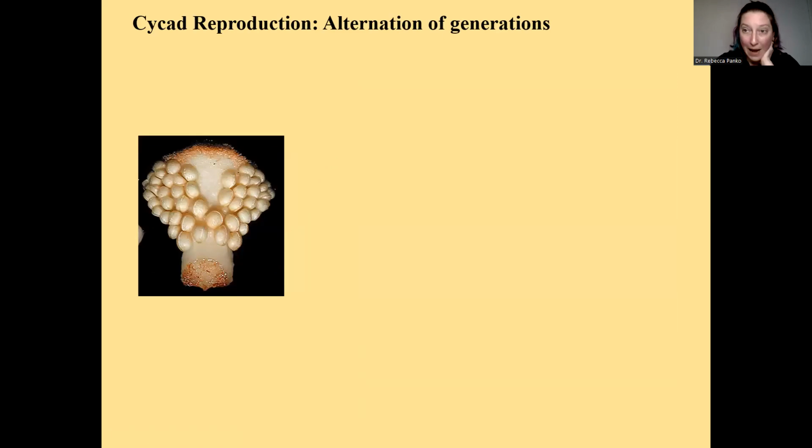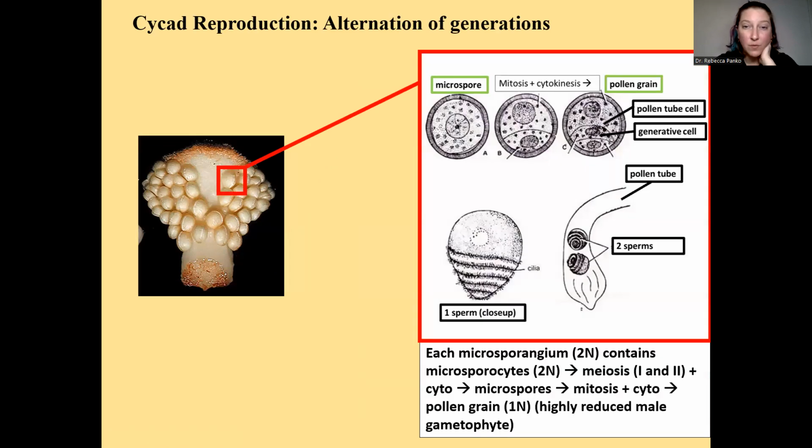What's going on inside of the microsporangia, aka pollen sac? Well, we just learned it, right? Gotta take a step back. It's the same as before. So in each microsporangium, which is the fish egg looking thing, there are microspore mother cells or microsporocytes that are 2N. Those are going to undergo meiosis and cytokinesis to make microspores. Here is one of them. Here's one microspore up here.